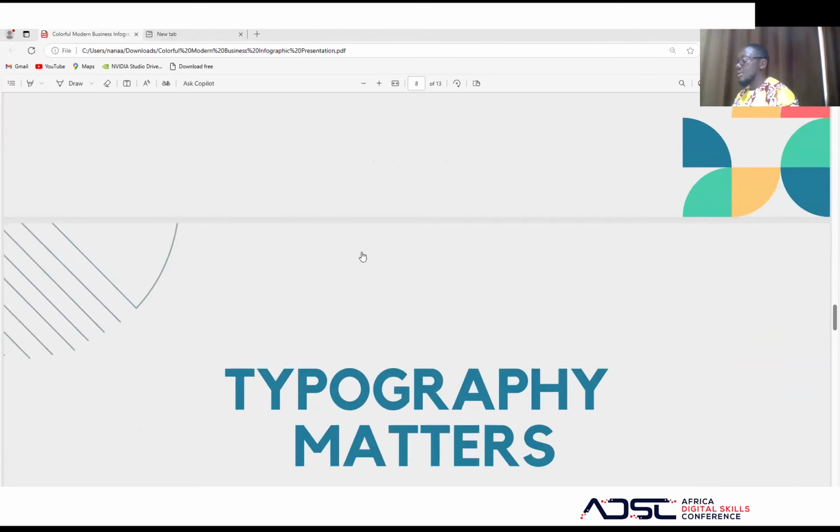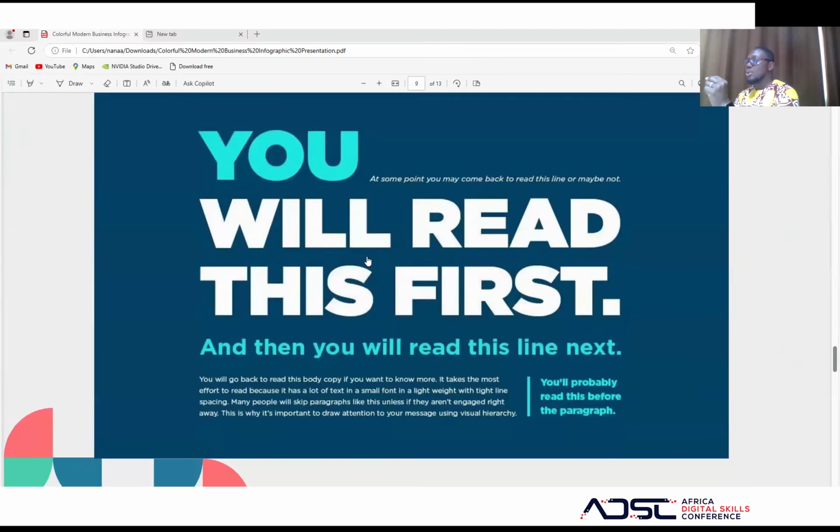I want to move to typography. Before I talk about typography, I want you to read what you see here. It says you will read this first, and it follows, right? When you look at the top here, it said at some point you may come back and read this line, or maybe not. So when you read the entire thing, it is trying to let you know that the font you use for your designs is equally important. When you do font arrangement of this sort, making some fonts or sizes big, of course, that is what you read first. It catches your attention.